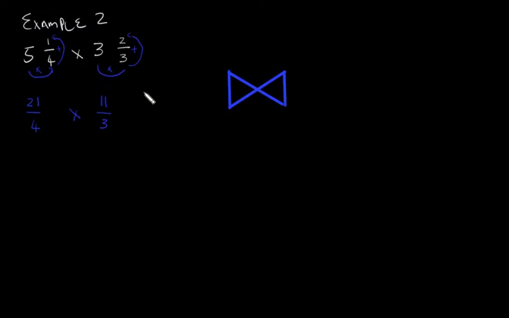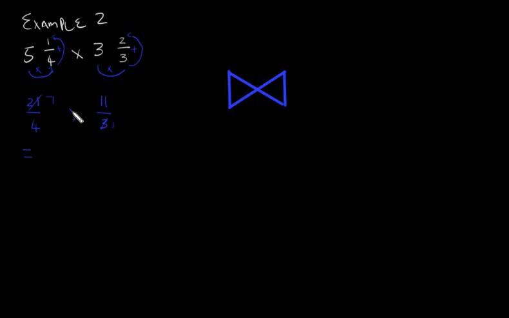Remember that we can only cancel using the bow tie method. So does anything cancel down? 21 and 4, or any number that both these numbers have in common? No. 11 and 3, do they have any factors in common? No. 4 and 11, do they have anything in common that would simplify the fraction? Also not. But 3 goes into itself once, and 3 goes into 21 seven times. What does that give us?